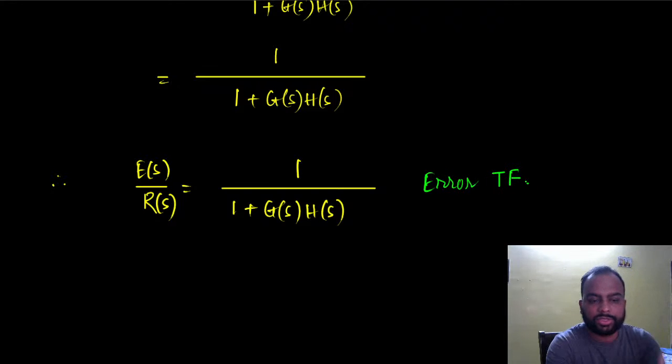Error transfer function. All right? There is no issue with this. I think this is completely clear, easy to understand, right? Now here is a small problem.